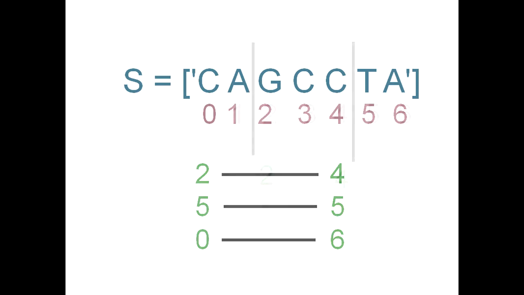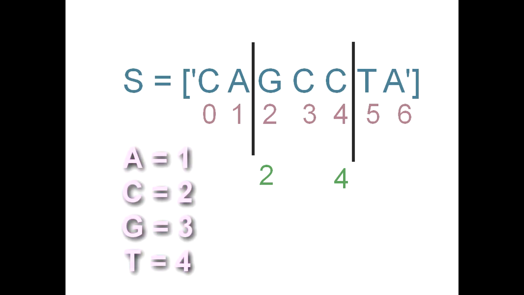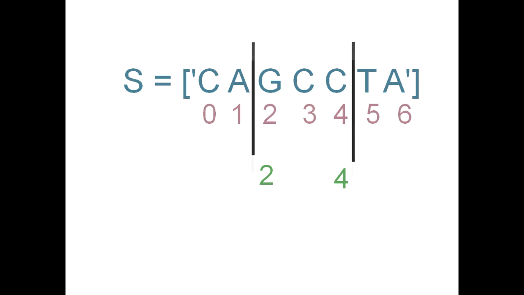Take a look here for the first slice of 2 and 4. We need to slice the array at the indices of 2 and 4. And within that slice, we have the letters G, C, C. Since those letters hold their own values, A equals 1, C equals 2, G equals 3, T equals 4, their values look like this in the array.